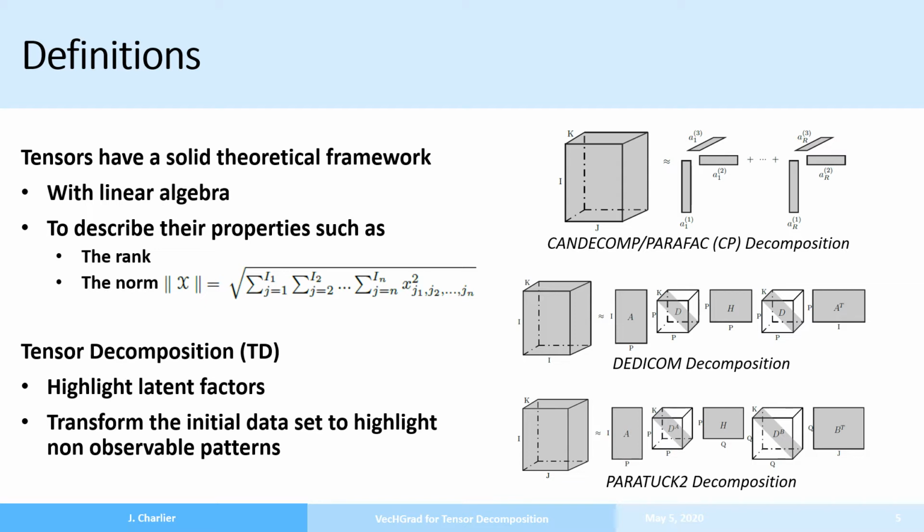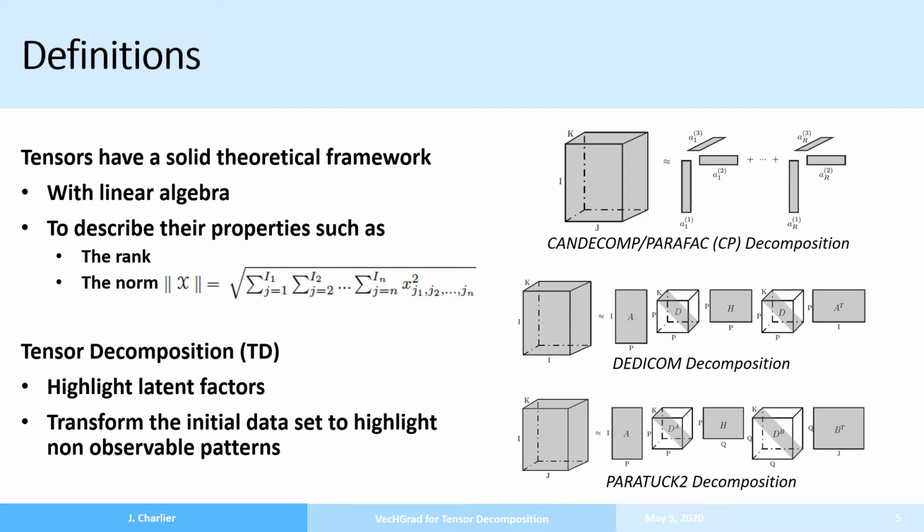When you are talking about tensors, the tensor contains your original dataset. And you want to highlight latent factors of your dataset. So you can decompose the original datasets. You can factorize the original datasets according to different decompositions to highlight different patterns which are not directly observable. So you transform the initial data to observe non-observable patterns.